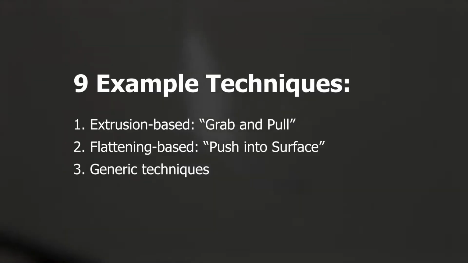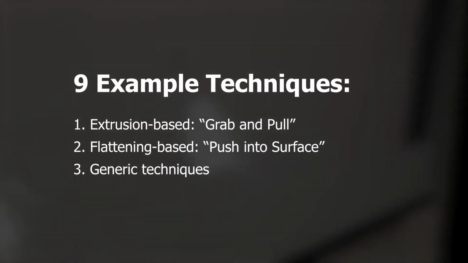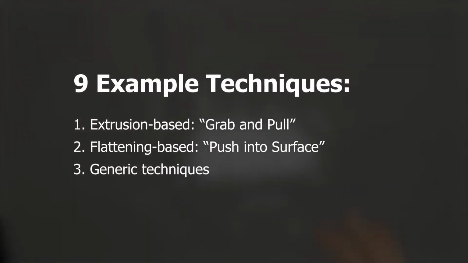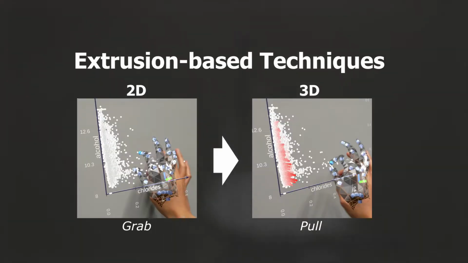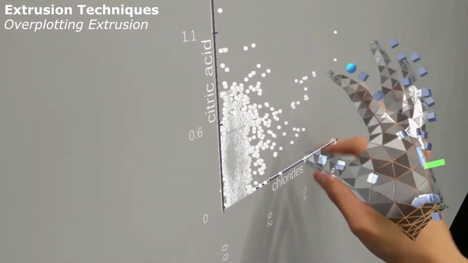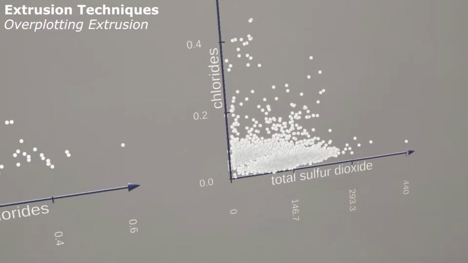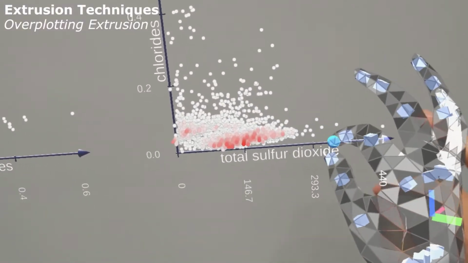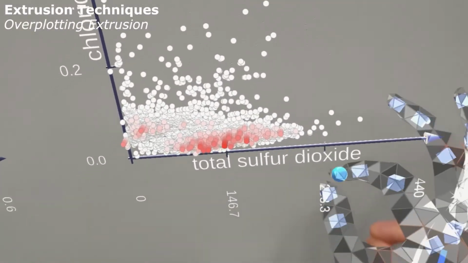We now briefly demonstrate a number of example visualization transformation techniques. Many of these are controlled transformations, meaning the transformation changes depending on the manner in which the user is interacting with it. First, those that extrude a 2D visualization into 3D. Overplotting extrusion can be used to quickly identify overplotted points by simply grabbing on the visualization and pulling away from the surface, extruding the overplotted points into 3D.